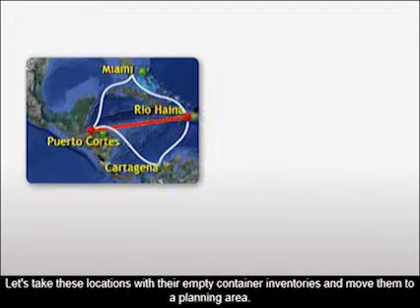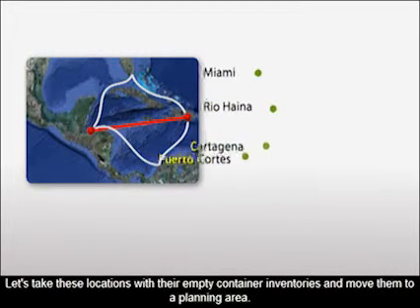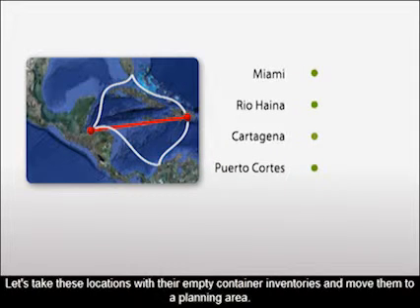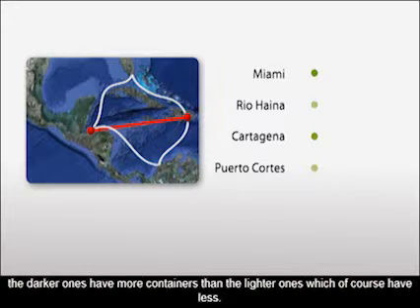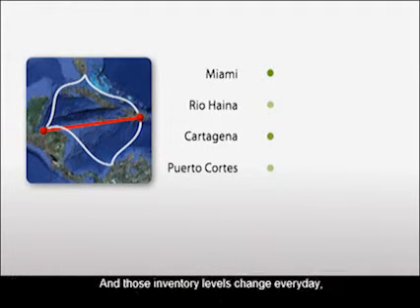Let's take these locations with their empty container inventories and move them to a planning area. Some locations have more container inventory than others, so let's use tone color to indicate the amount of containers. The darker ones have more containers than the lighter ones, which of course have less. And those inventory levels change every day.